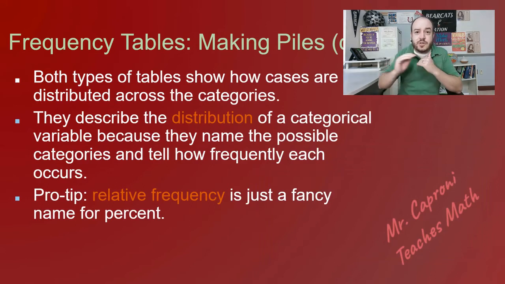So we have two tables to work with here, a regular frequency table and a relative frequency table. Both of them are giving us similar information, but one gives us the total count of people and the other one gives us the percent of the total.